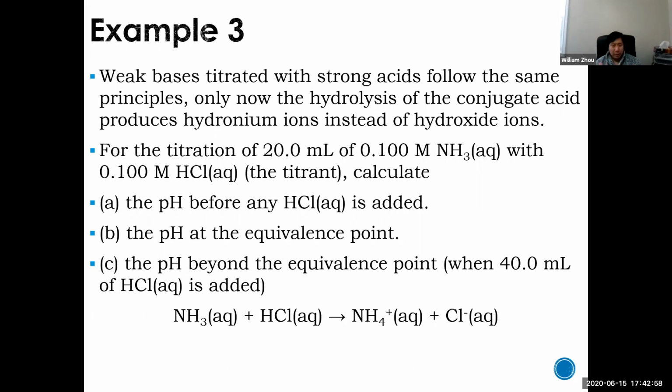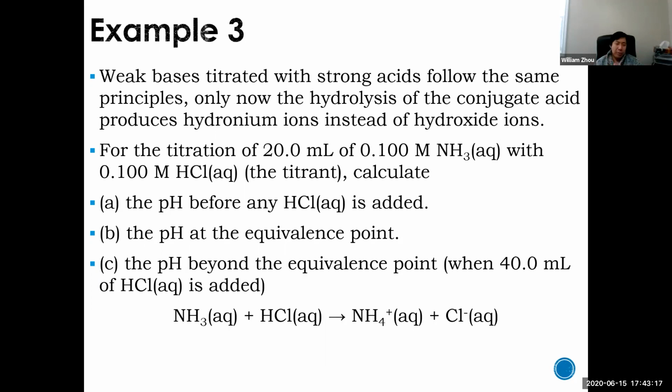So here is a new example. The titration of 20 milliliters of 0.1 molar ammonia with 0.1 molar HCl. Ammonia, NH3, is a weak base. HCl is a strong acid. Okay, so it's weak base, strong acid.